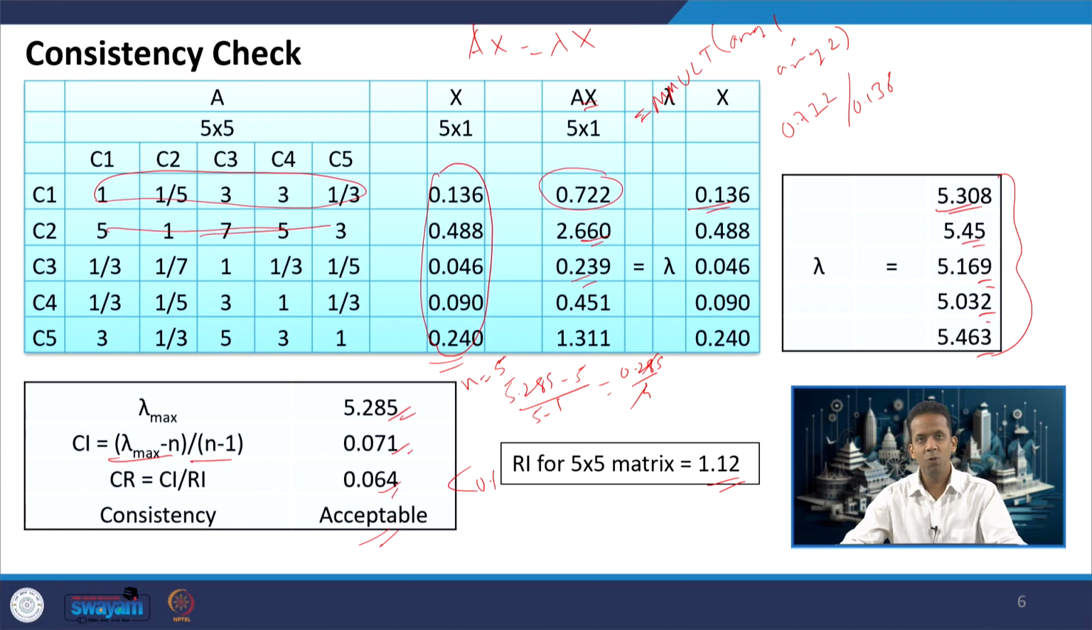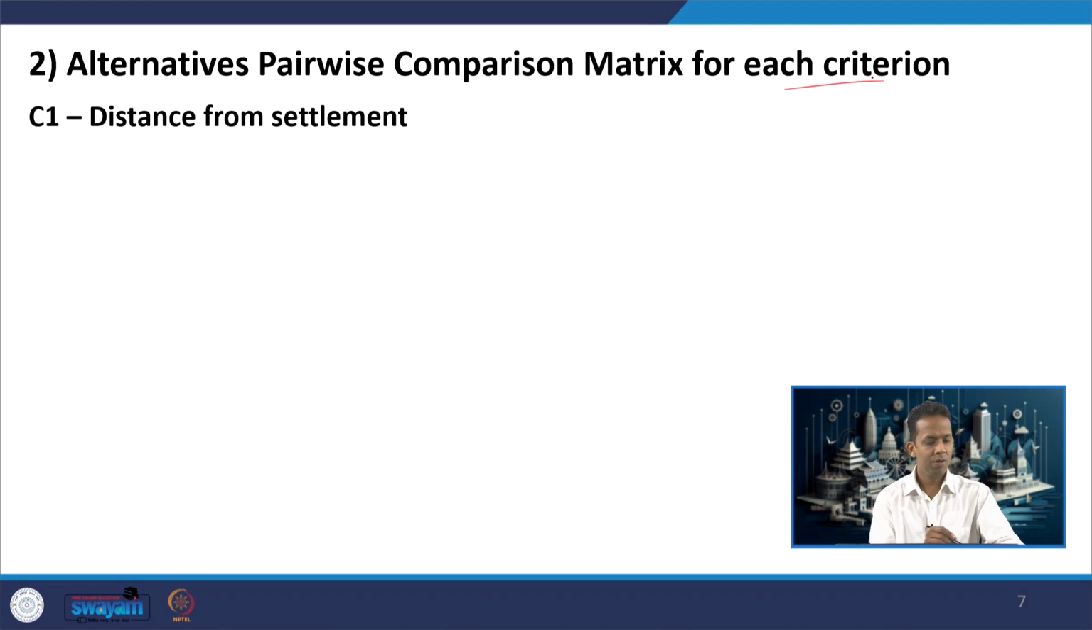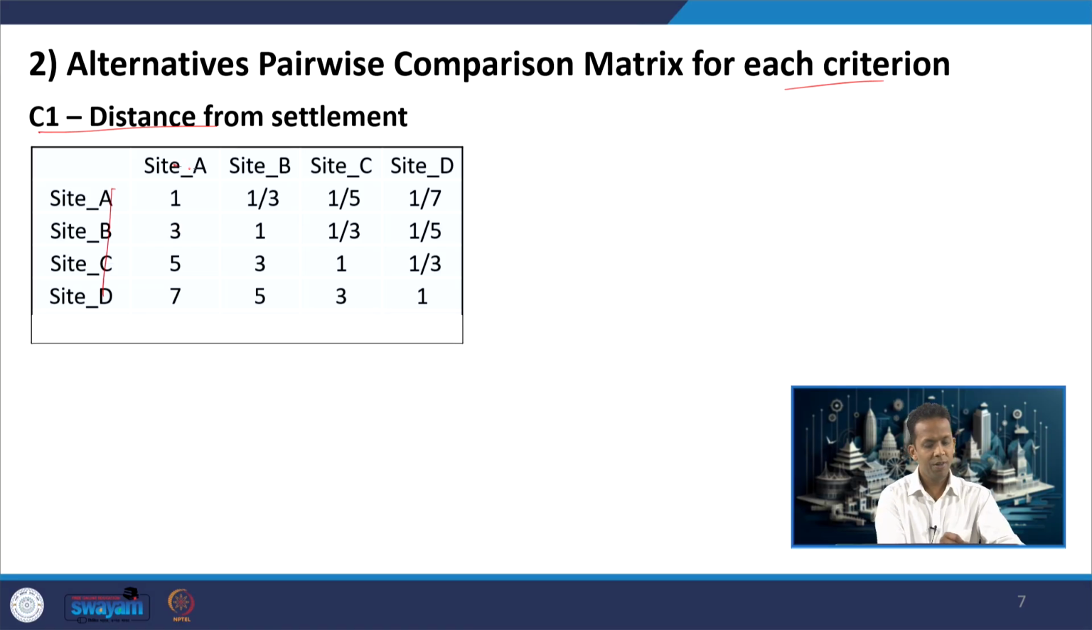And the second step would be to evaluate alternatives under each criteria using the same procedure. So, the second step is the alternatives pairwise comparison matrix for each criteria. Let us take C1, distance from settlement. We will get a matrix of 4 by 4 because there are 4 sites A, B, C, D. This diagonal element is 1.